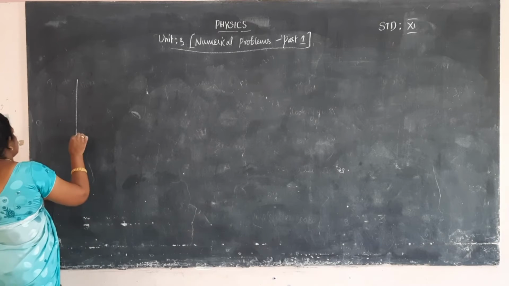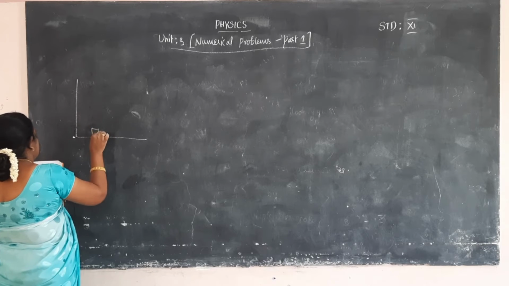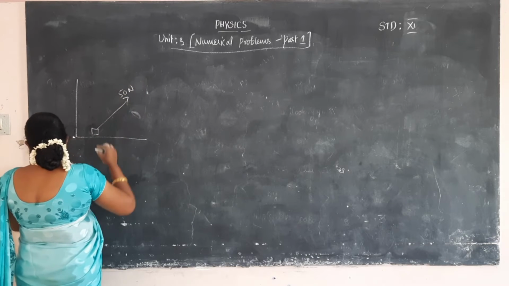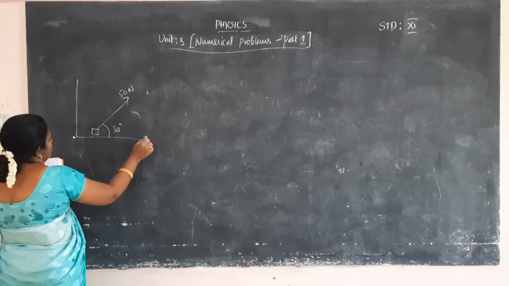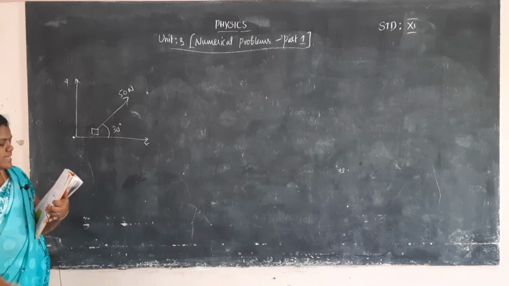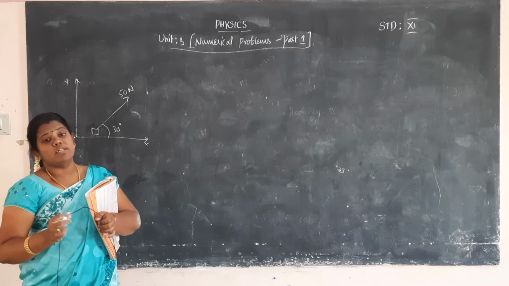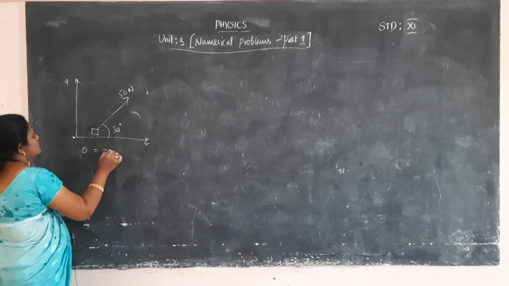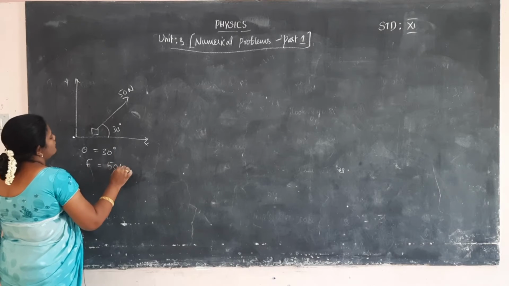In the diagram, the object is there. We apply the force on the object, and that force is 50 Newton. The object will be moving horizontally and vertically, so we want to calculate acceleration in the x-axis and acceleration in the y-axis. How to calculate the acceleration? First, point out the angle theta is 30 degrees and force is equal to 50 Newton.